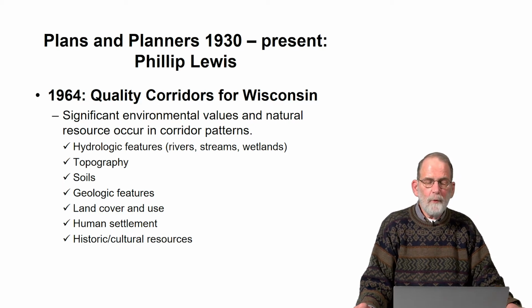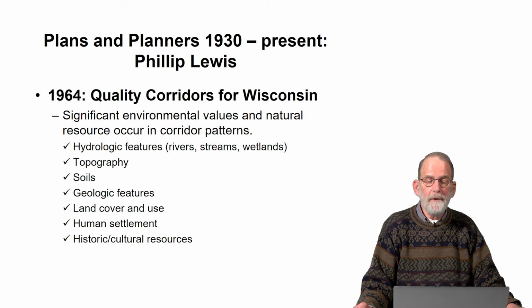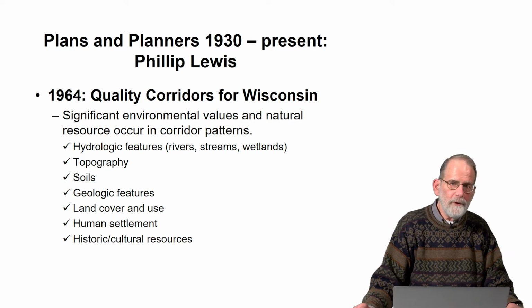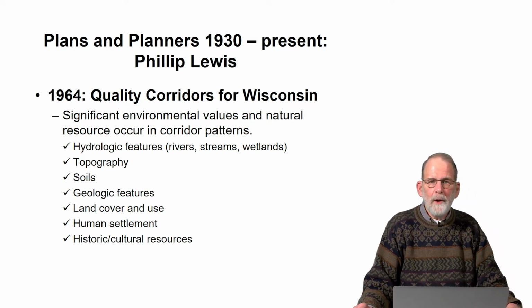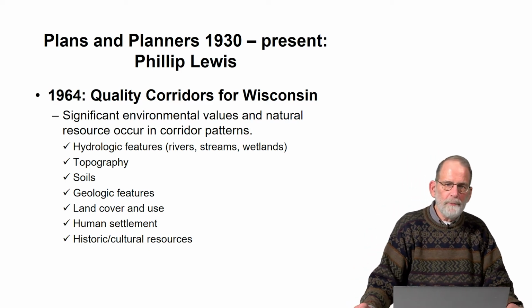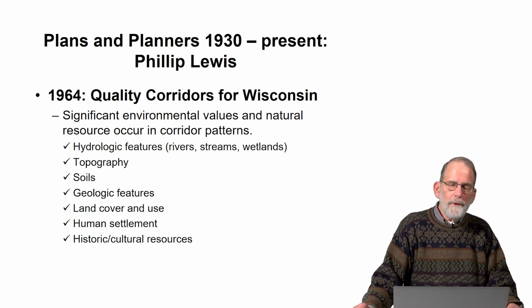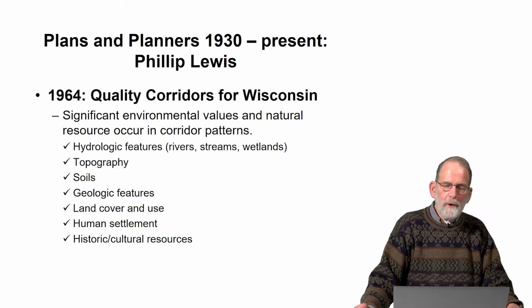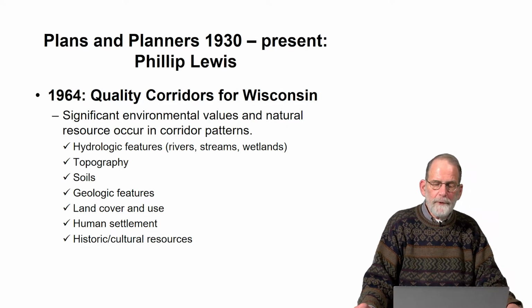in the landscape. And what he discovered is that they tended to occur in corridor-like patterns. Corridors associated with hydrologic features such as rivers, streams, and wetlands. Corridors associated with topography, upland areas versus bottomland areas. Corridors associated with soils and geologic features, or corridors associated with land use, land cover, human settlement, and historical and cultural resources.